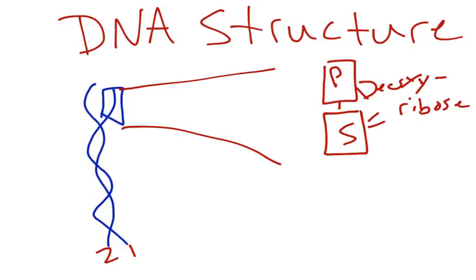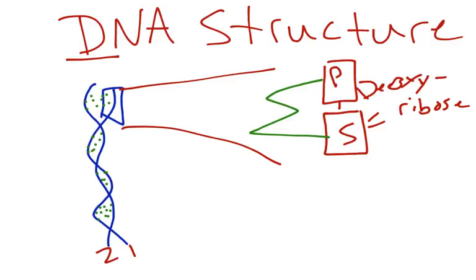Deoxyribose. That's the sugar, and that's part of the name: deoxyribonucleic acid. So a phosphate and a sugar, and then coming off of that, you have a base. We call it a nitrogenous base or a nitrogen-containing base because nitrogen's part of it. And these bases are what allow the two DNA strands to stay together in the double helix formation.